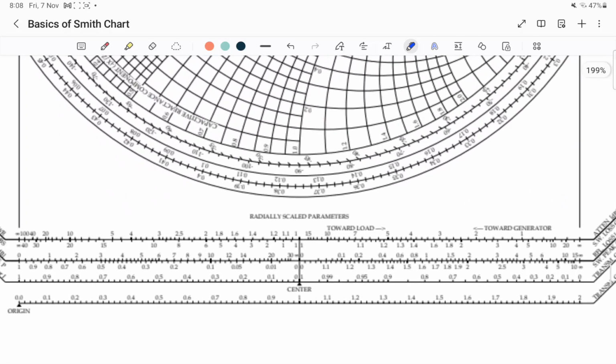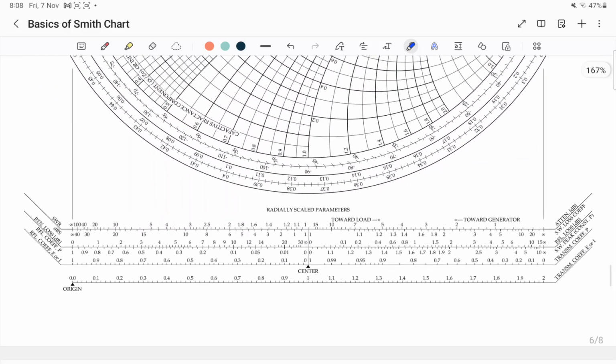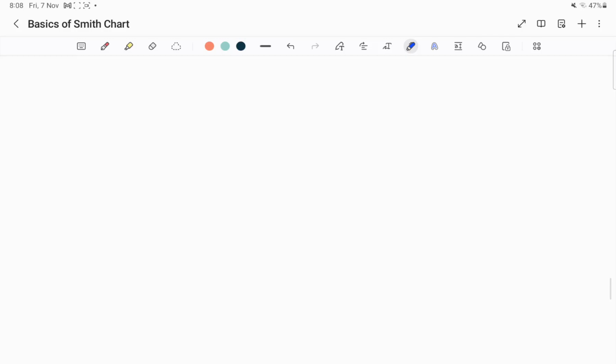Alright, now I am going to move on to the next agenda of this lecture, which is understanding the load impedance and the input impedance using Smith chart. Okay, before that we need to first derive the formula for the input impedance in terms of the reflection coefficient. So derivation of Zin as a function of reflection coefficient.